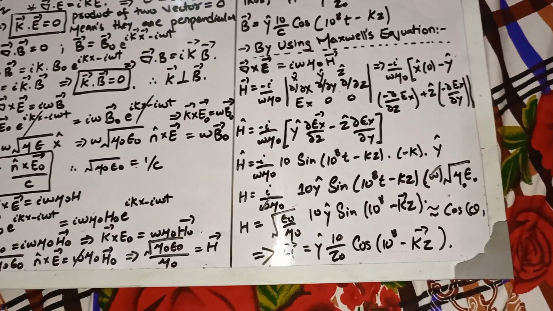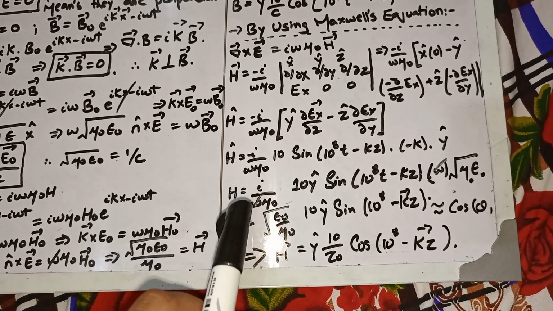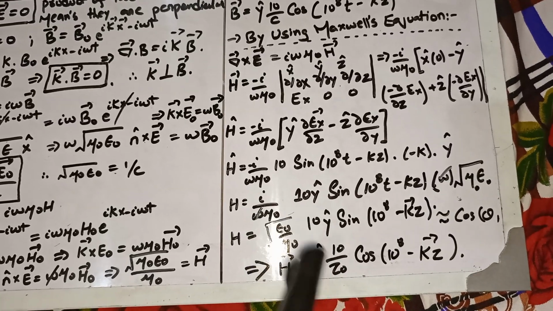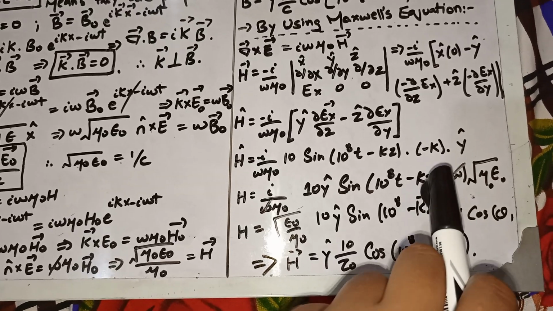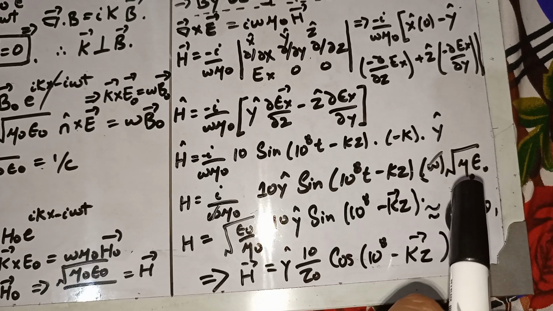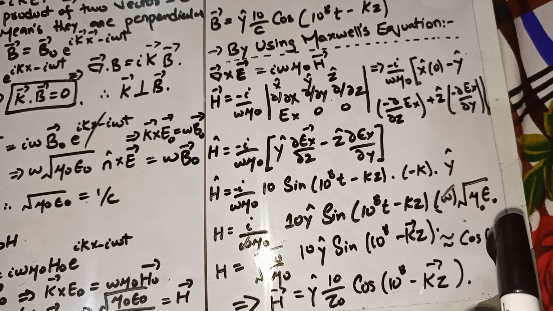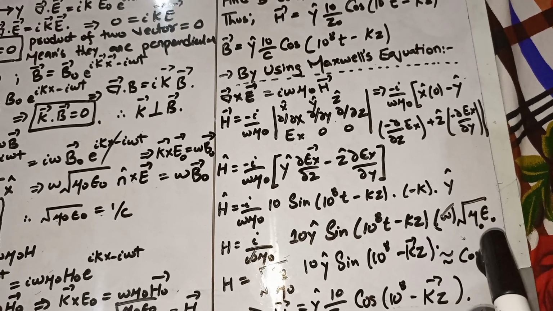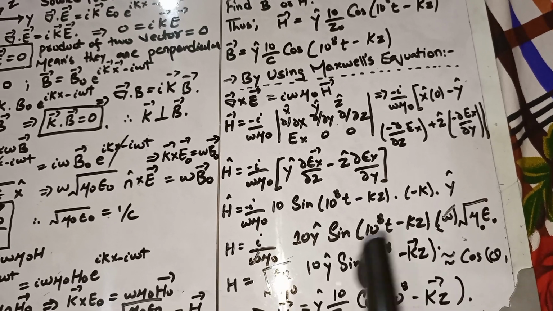Next, this minus and this minus become plus, so you can see plus iota by omega mu naught. Since iota multiplied by iota becomes iota square, minus 1, and minus minus becomes plus 1. Now you have to put in the value of k. You know the value of k is omega times the square root of mu naught epsilon naught. Here I put the value of k, and this omega cancels with this omega.